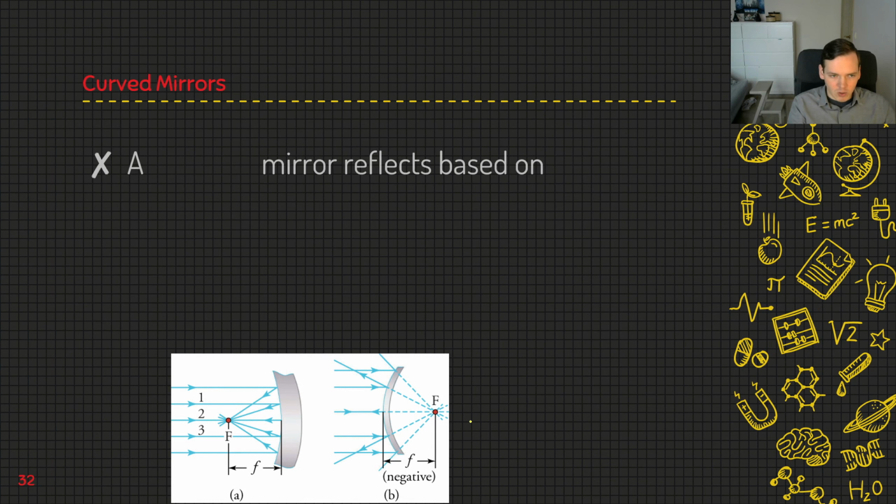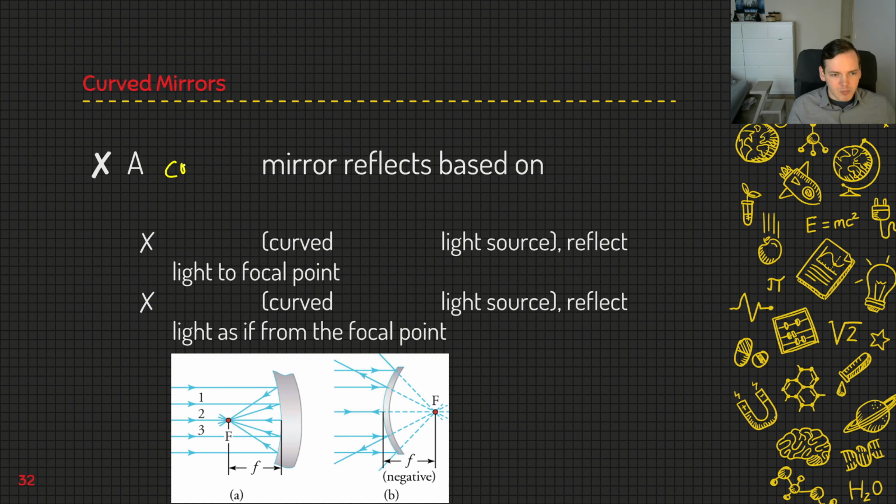Now, what happens with curved mirrors? A curved mirror is going to reflect light based on a focal point. If it is a concave mirror, that means the mirror is curved inwards towards a light source. If the top and bottom are coming towards you, or towards the light source, this reflects light to the focal point on the same side.